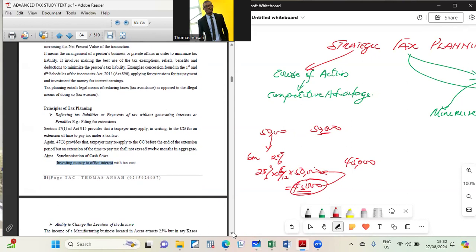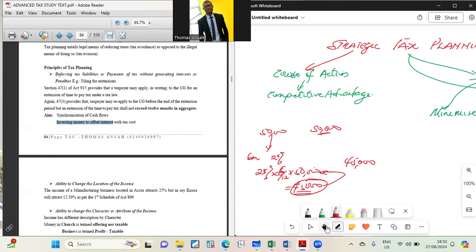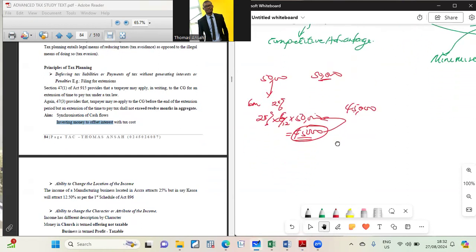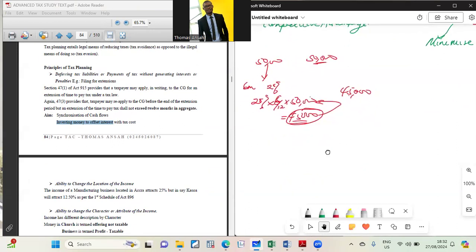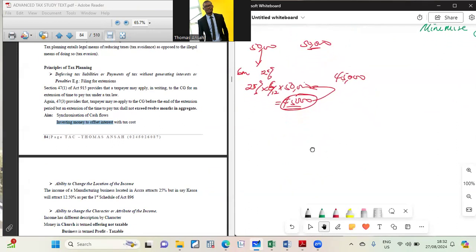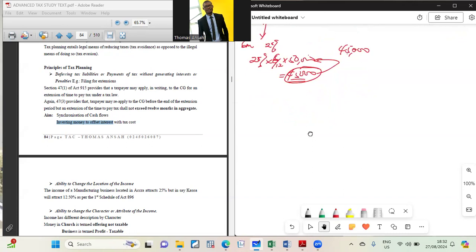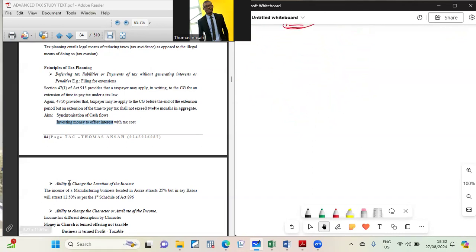All right. As for GRA, the moment you show you are committed to a liability, and they know that very soon the money will come, they can actually put it into their system. So basically, that is that. Another principle of tax planning is the ability to change the location of an income.